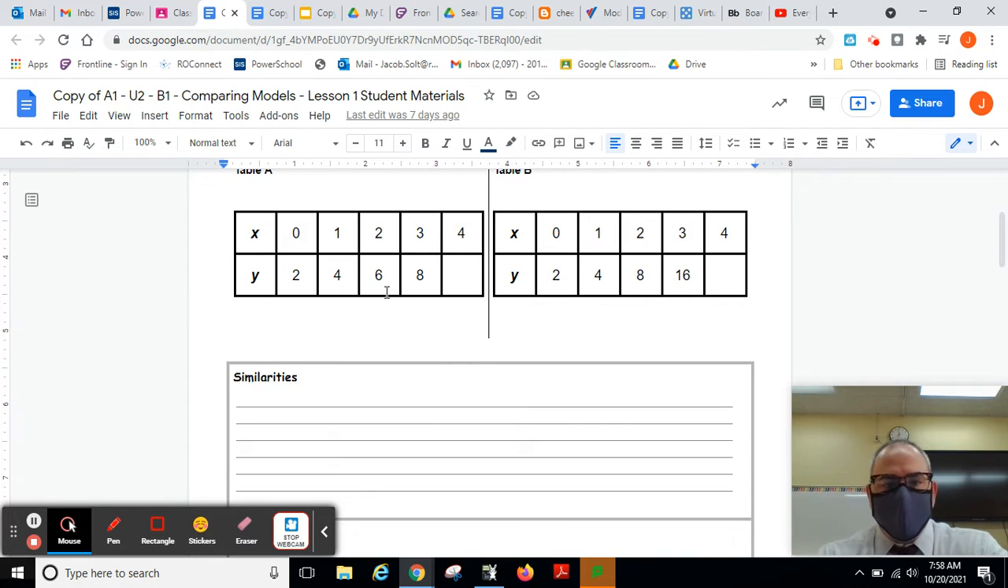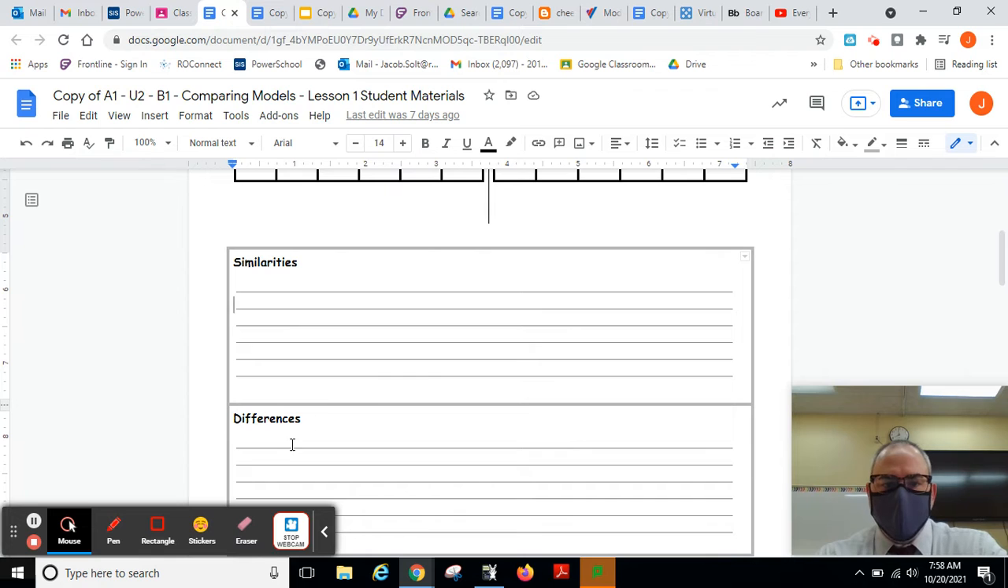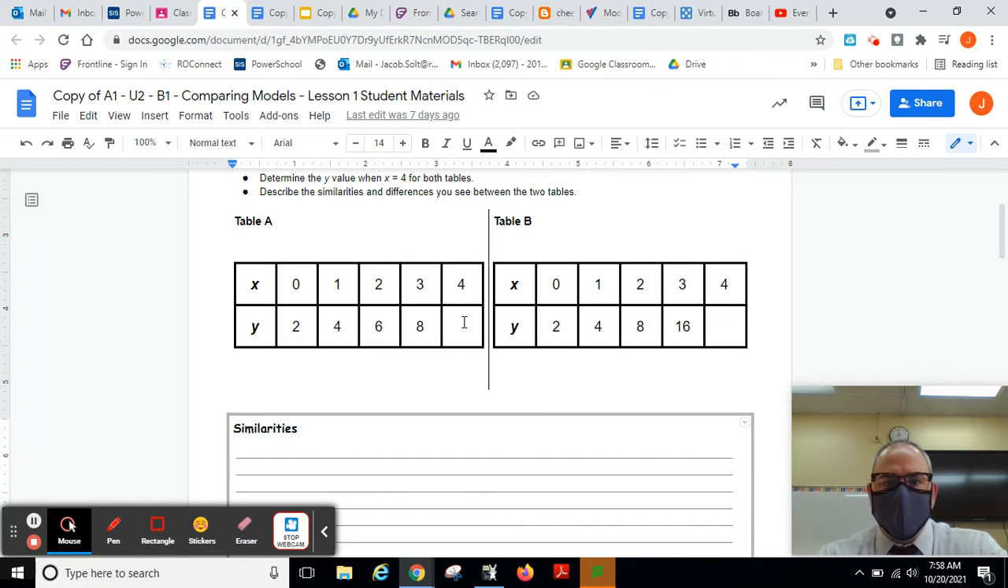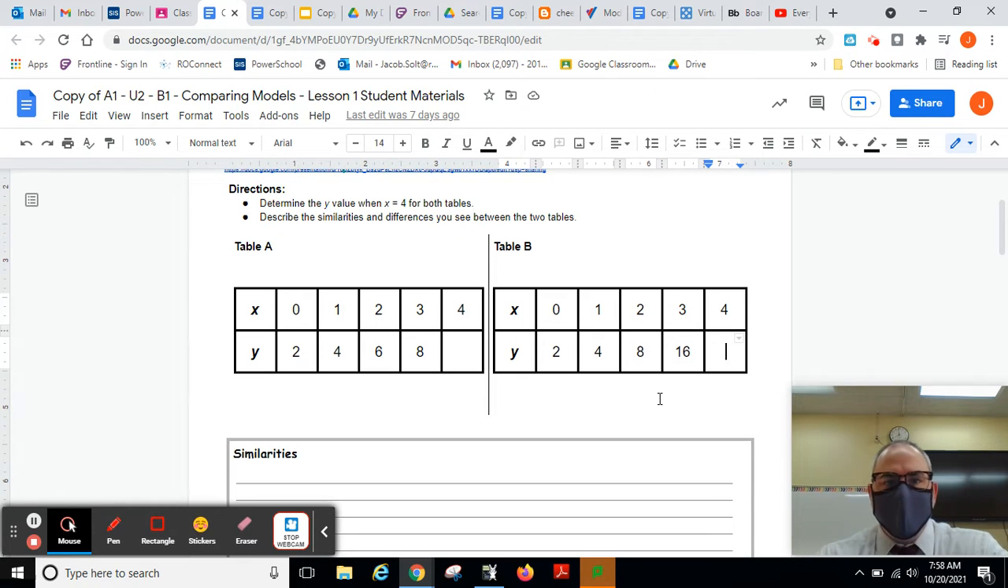So take a look at the two tables, write their similarities. What's similar about these two tables? What do they have in common? And then how are these two tables different? How might these two tables be different? And then think about what number would go here and what number would go there. All right? Pause this video and try to do that.